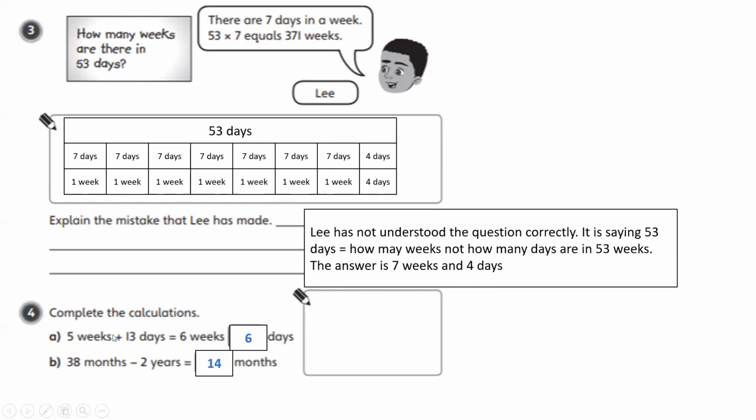Right, here's 2 really nice calculations here. So 5 weeks plus 13 days is the same as... So here, if we look at this, we know that 13 days is 1 week and 6 days. So we know that it's the same as 6 weeks and 6 days. And then 38 months minus 2 years. Well, we couldn't just do 38 take away 2 because we're not using the same unit. We need to convert them both to the same. So I would convert the 2 years to 24 months. So 38 take away 24 is 14 months.